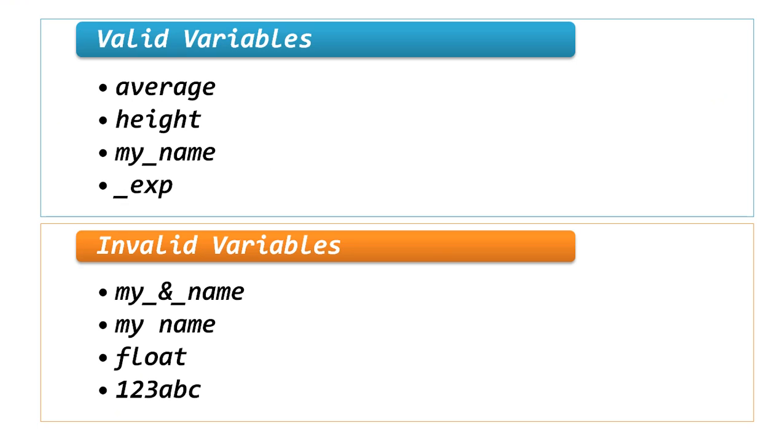What are the invalid variables? An ampersand sign should not be there, and space should not be there. Float, this one is a keyword. And 123, you can't start a variable name by writing a numeric value at the first step. At the end, you can write the numeric value: ABC123, it's okay. But 123ABC, it's not okay.